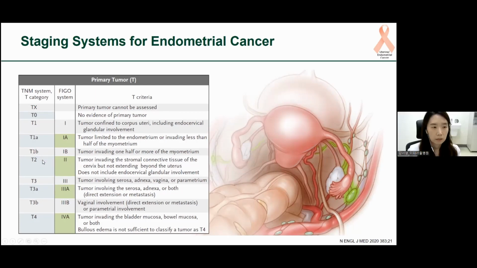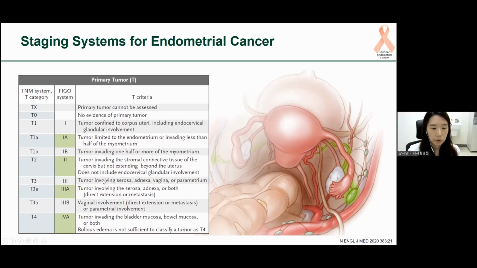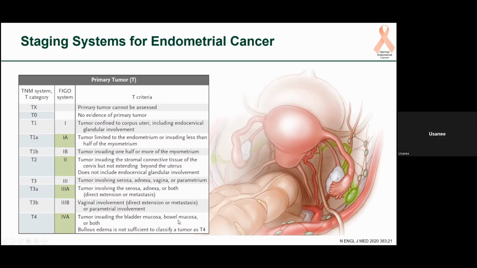And TNM staging T2 and FIGO stage 2 means tumor invading the cervical connective tissue but not extending beyond the uterus. In stage 3, the tumor involves the serosa, adnexa, vagina, and parametrium. In stage 4, the tumor is invading the bladder mucosa, bowel mucosa, and bone.